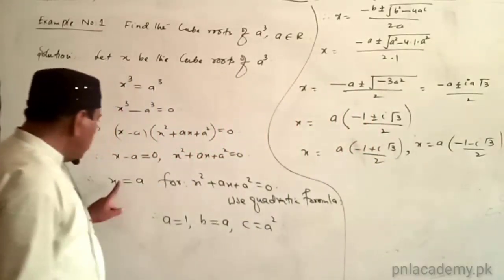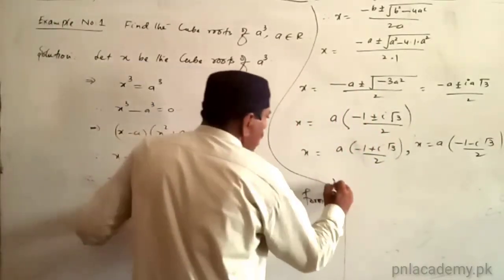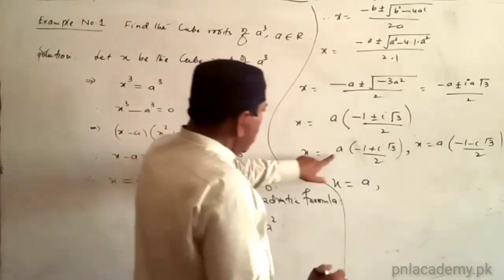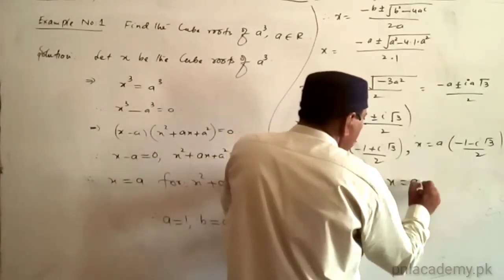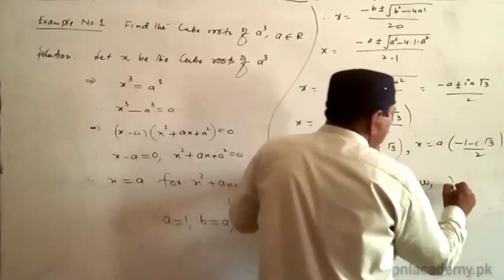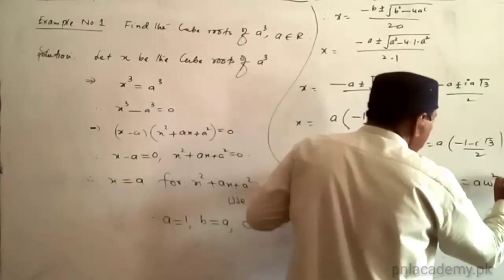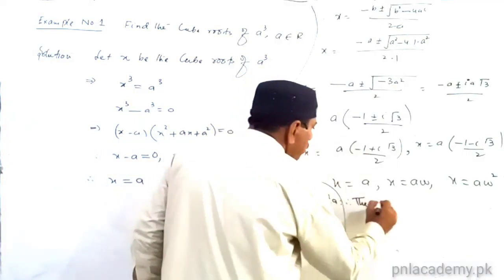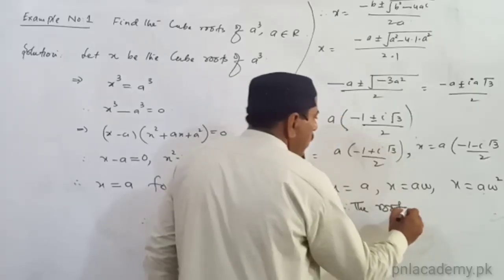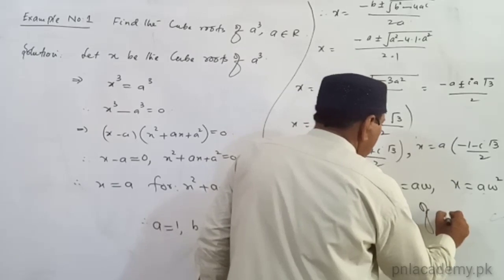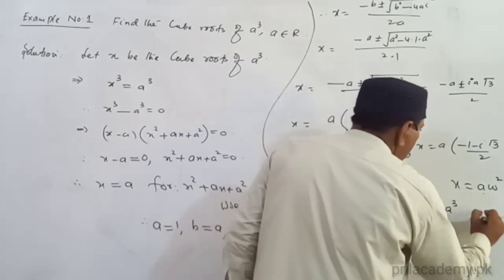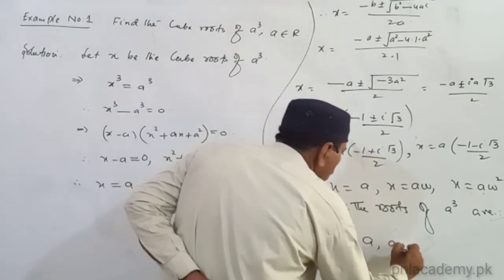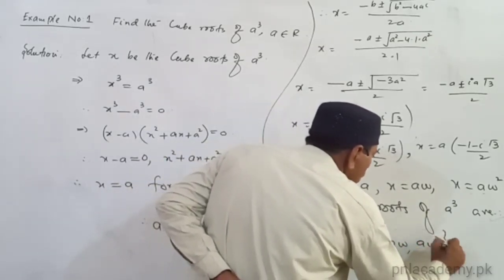So the condition is that x is equal to a, the previous one, x is equal to a omega, and x is equal to a omega square. Therefore, the roots of a cube are a, a omega, and a omega square.